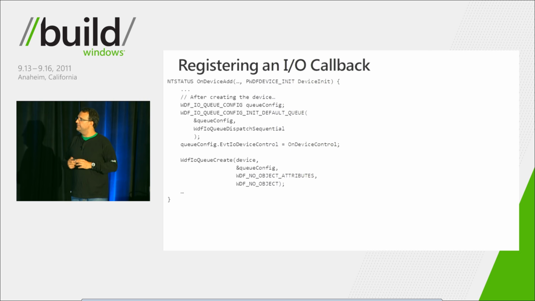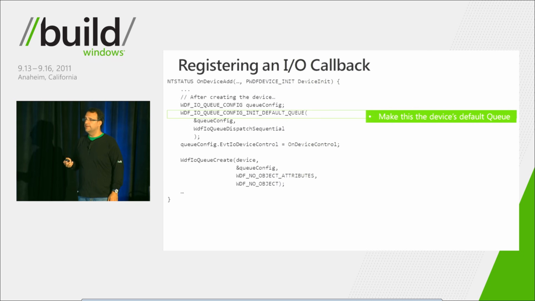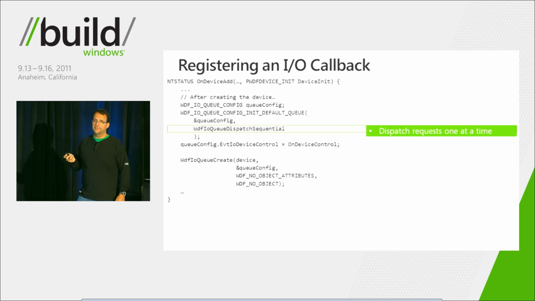It's, I think, pretty easy. So we have to make a queue. We'll make a top-level queue. We're going to start with a queue config, because we need parameters. There are parameters that go with the queue. We're going to call the init macro, and this version of the init macro makes this the default queue. And this queue we're going to make sequential. So this will dispatch requests one at a time.